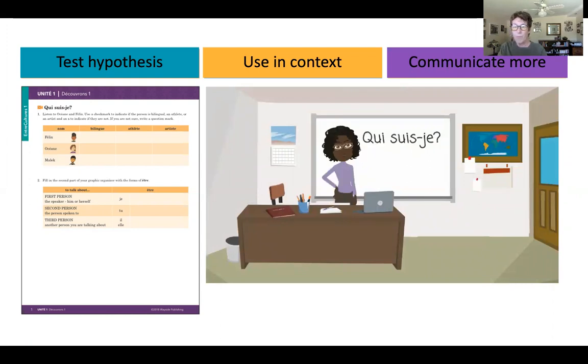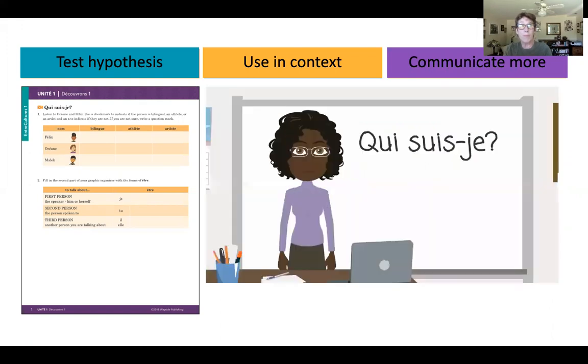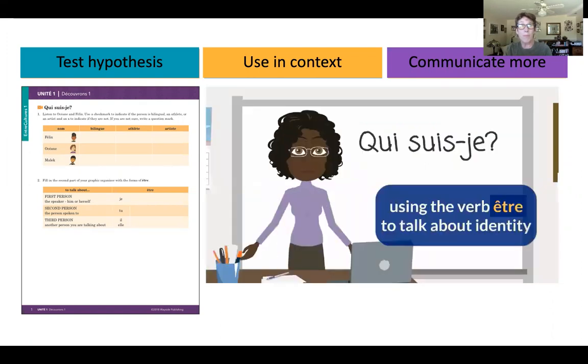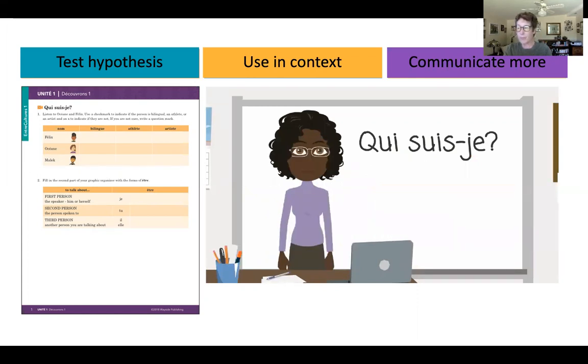You're already familiar with expressions like je suis artiste and je suis bilingue to talk about who you are. Now let's take a closer look at how to use the French verb être to talk about identity. Have your graphic organizer from Découvrons un ready for this activity. Pause if you need to find it. All set? Great. Now listen to Océane and Félix.